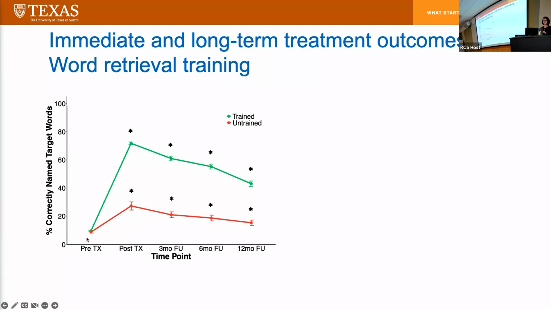And they even get better, although to a lesser degree, on words that they haven't trained with us. So that's what you see in red here. And the little asterisks indicate that they're better than baseline all the way up to 12 months post-treatment, even though they haven't trained on these items.